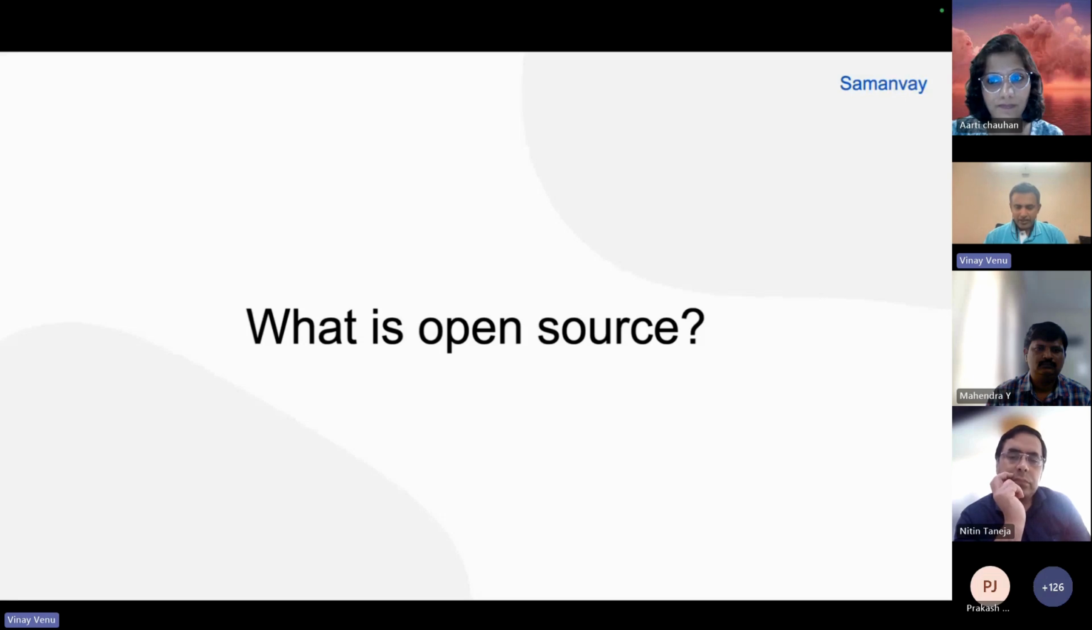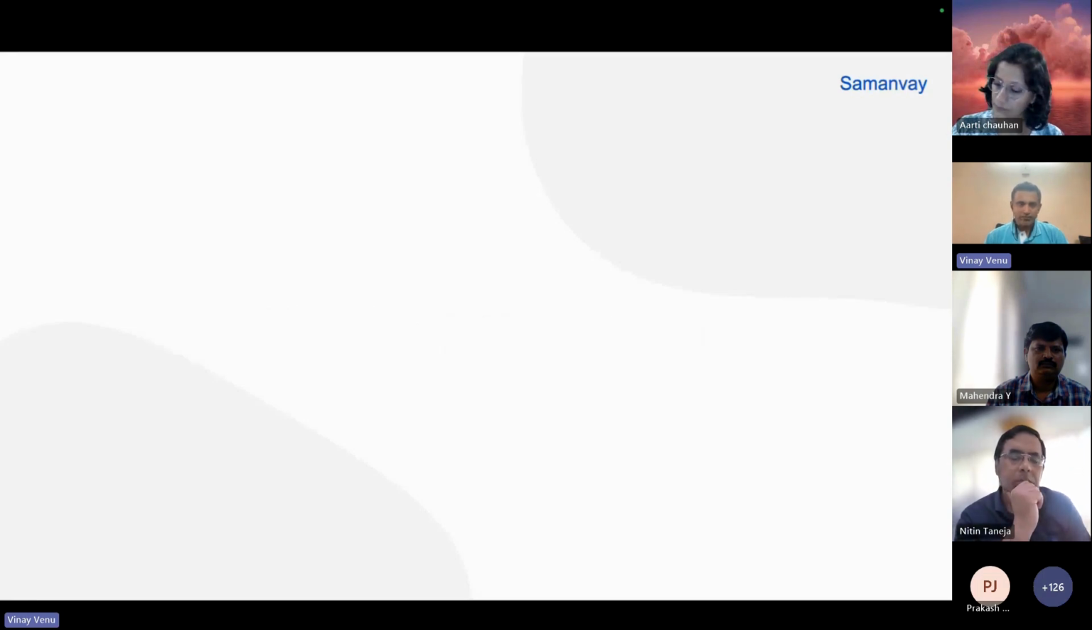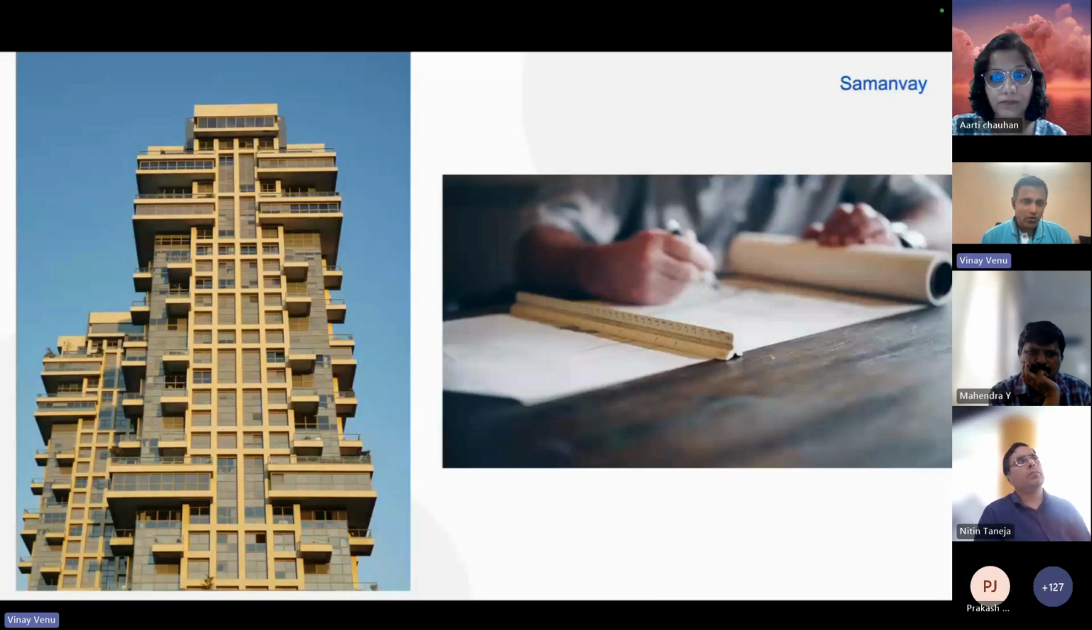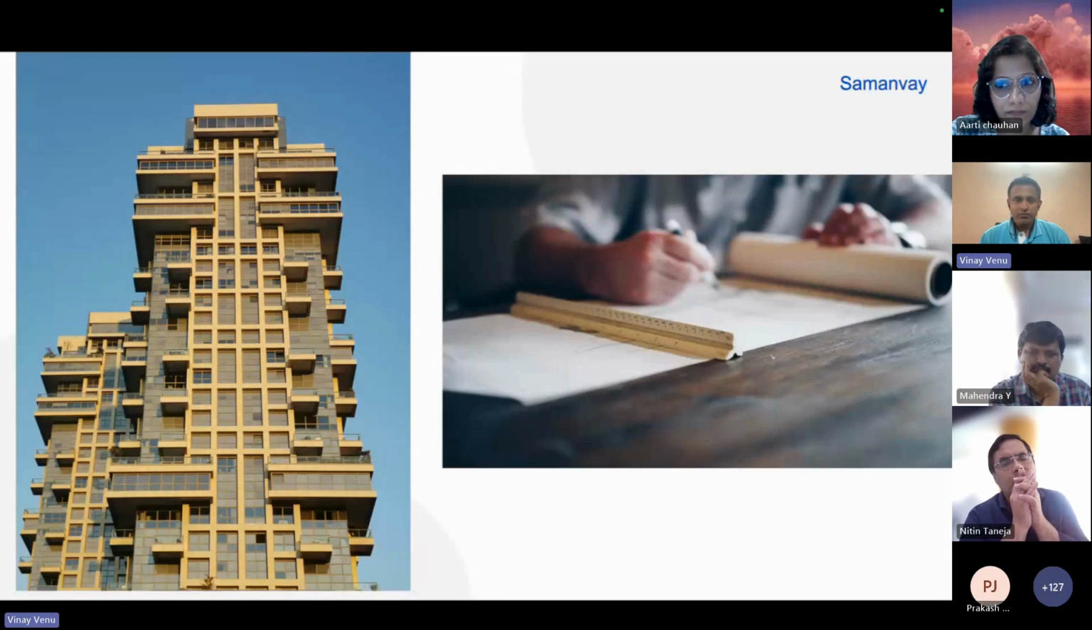Again, let me remind you, I was going to talk about the what, the why, and the how of open source. Now, what is open source? On this screen, you would see two pictures. On the left, you see a building, and on the right side is somebody drawing up how to make that building. The building itself is your solution or what you really need to perform your activities. And on the right side is the blueprint for it.